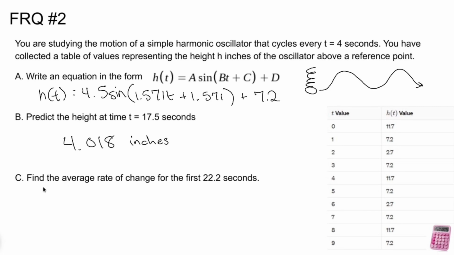All right. Find the average rate of change for the first 22.2 seconds. So the average rate of change formula is going to look like this. What I need to do is run to my calculator, find out what happens at 22.2, then minus, I already know what happens at 0. It's the first 22.2 seconds, so that's going to be 0. So I'm going to take whatever that number is, minus 11.7 over 22.2 minus 0. Let's see what happens when we do all of that.